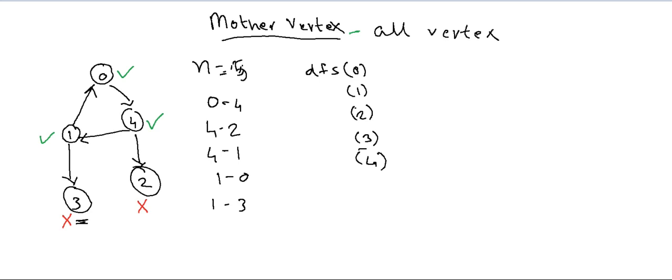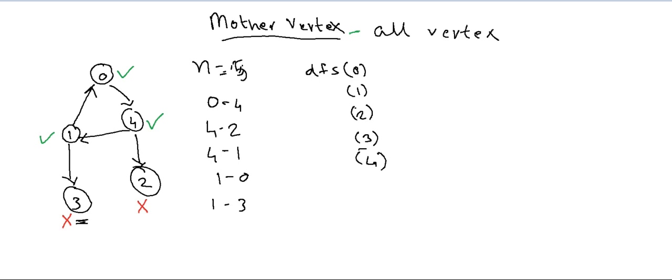Then we start DFS from vertex 2. We check whether vertex 2 is visited or not. Vertex 2 is not visited, so we'll start DFS from vertex 2 and mark vertex 2 as visited. There are no other vertices that we can visit from vertex 2, so our DFS call will return. Then we'll start DFS from vertex 1. When we start DFS from vertex 1, it will visit all the vertices and mark all of them visited.